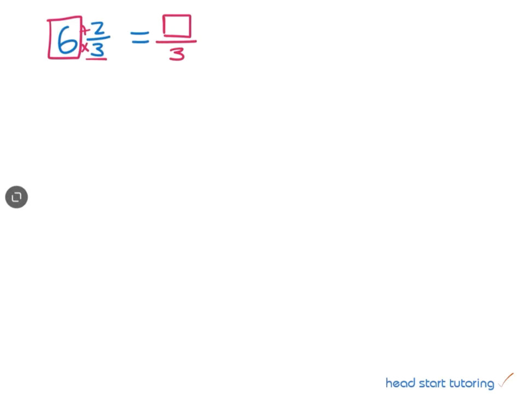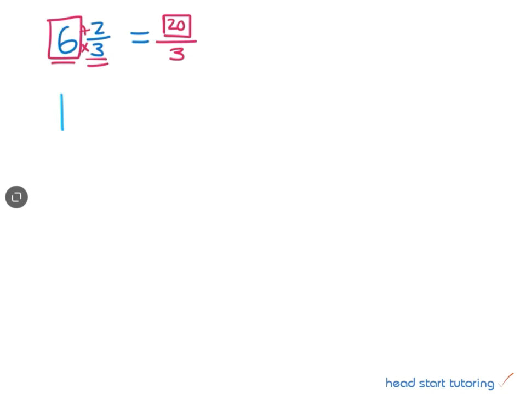So our denominator will definitely stay as 3, but in order to find our numerator, we need to say 6 multiplied by 3, which is equal to 18, and then 18 plus our 2 to get our numerator is 20. So 6 2/3 is equal to 20 over 3.